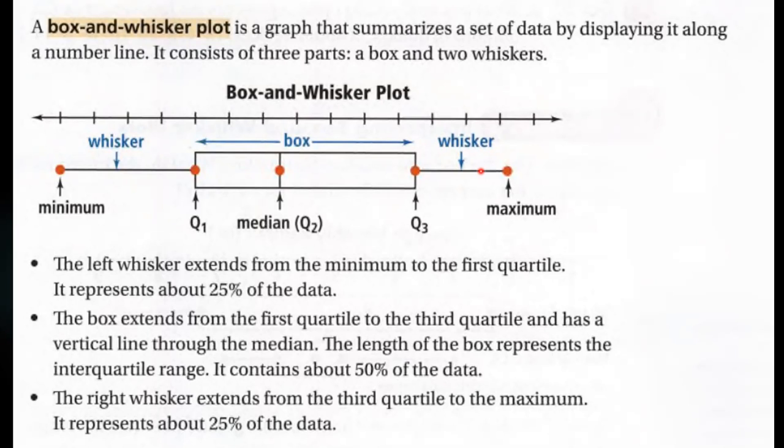How do we make it? First step, find Q1, Q2, and Q3. Then from Q1 up to Q3, draw the box. And at Q2, draw the median. And draw a line starting from the minimum up to Q1. This is the first whisker. And from Q3 up to the maximum, this is the second whisker.